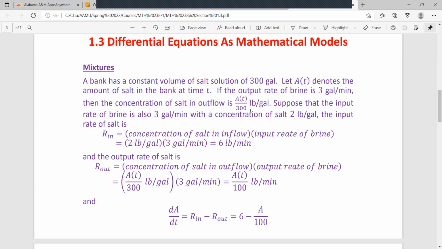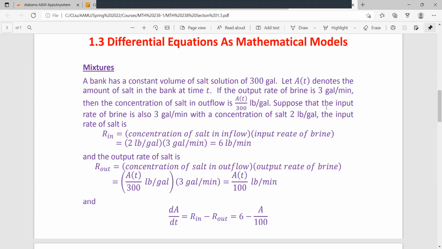How do you calculate the concentration of a solution? You just divide the amount of pure substance by the volume of the solution, isn't it? That's A over 300. A is the amount of pure salt in the tank, and 300 is the volume of the solution, okay?